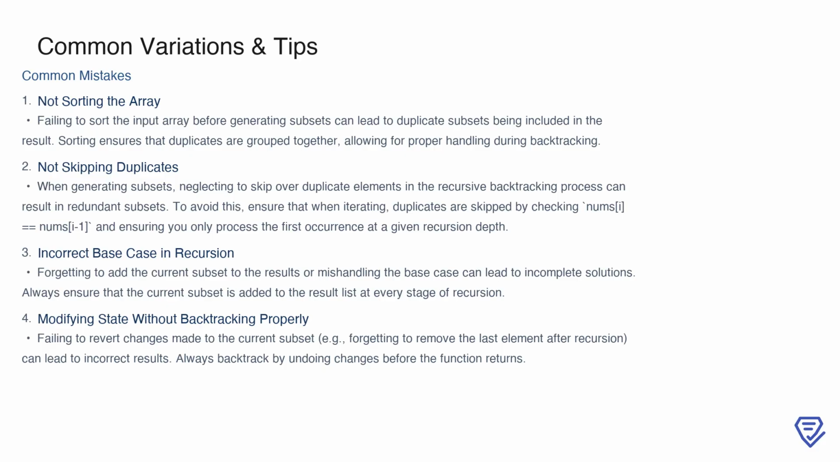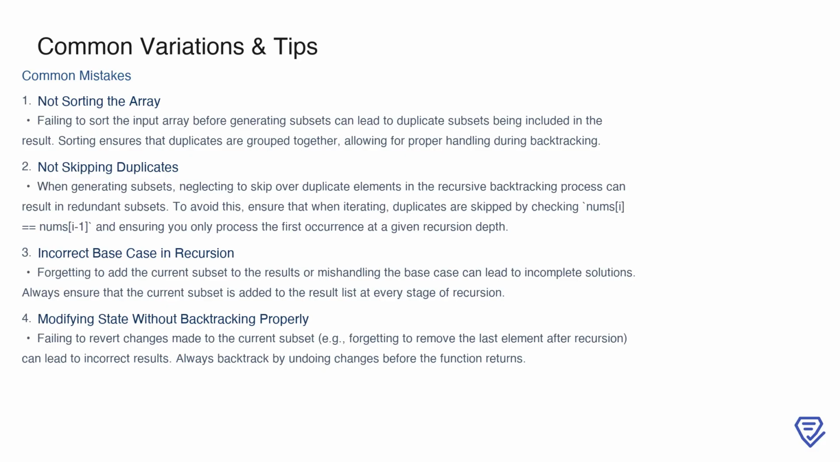To manage this, check if the current number is the same as the previous one, and only process the first occurrence at each recursion level. Another common issue is an incorrect base case in your recursion. If you forget to add the current subset to the results or mishandle the stopping condition, your solution may be incomplete. Finally, always ensure proper backtracking by undoing changes to your subset state after recursion. If you modify the subset but fail to revert it, your results will be incorrect.